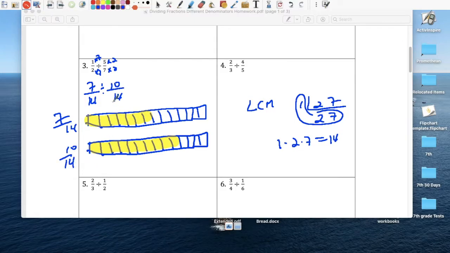So I had 7 out of 14 pieces, and you came to me and said, can I have 10 out of 14 pieces? Well, I can't give you 10. Right? But I can give you 1, 2, 3, 4, 5, 6, 7. I can give you 7 out of the 10 that you wanted. That's why my answer is 7 over 10.